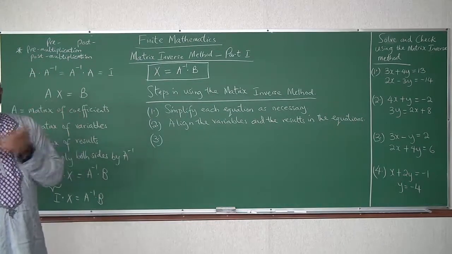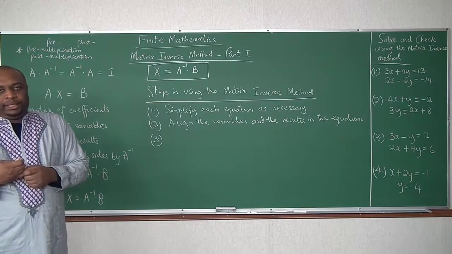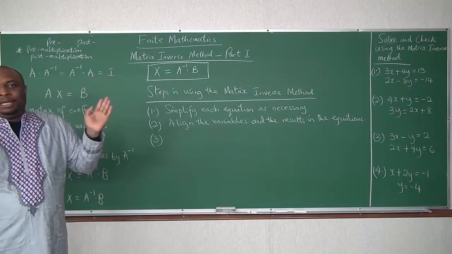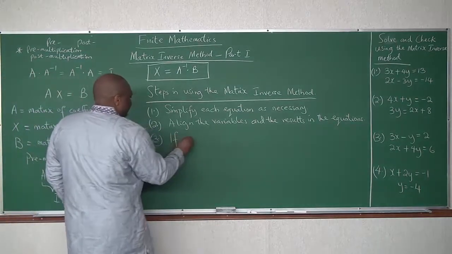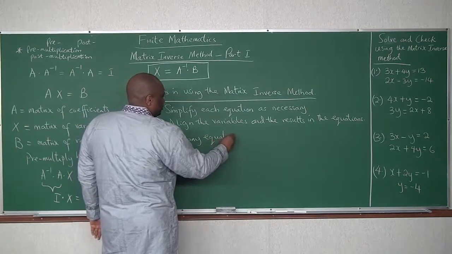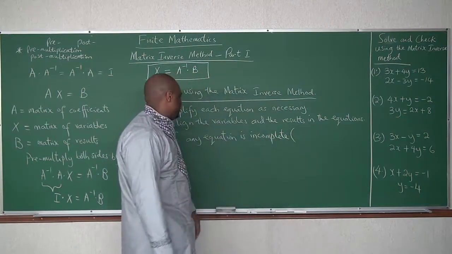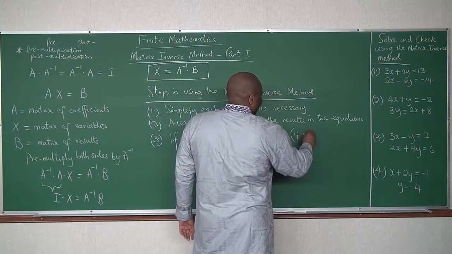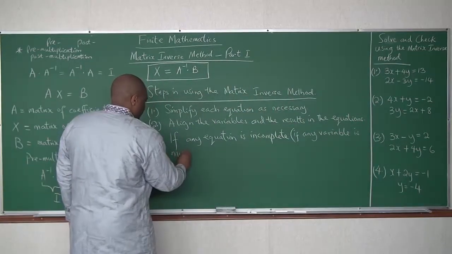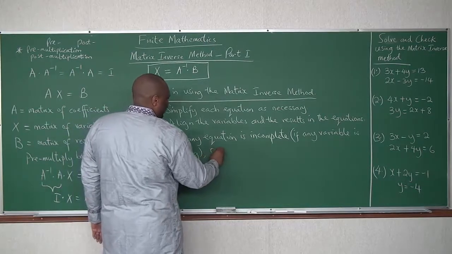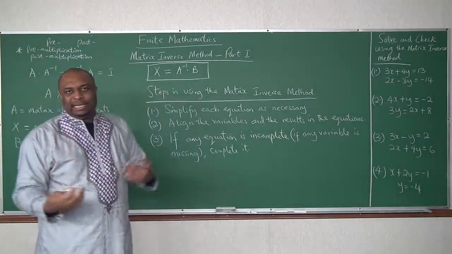Step three. After you align the variables, you want to make sure that if any variable is missing, if the equation is incomplete, you complete it. What I mean by incomplete is, if any variable is missing, complete it. You can complete it by assigning a zero coefficient.